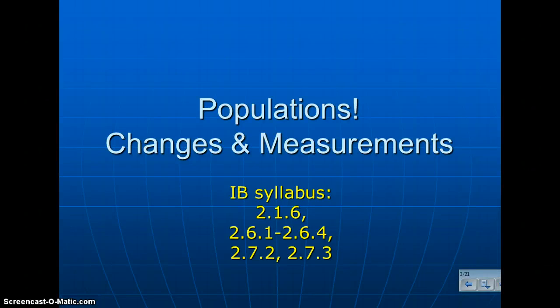Hey IB environmental students, today we're going to be finishing up the rest of those objectives in topic 2, when we're talking about populations, how they change and how we measure them.